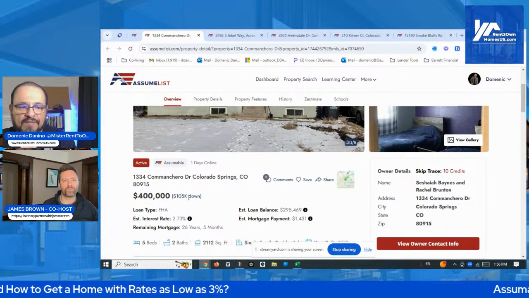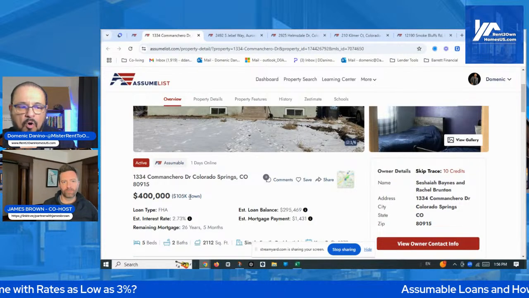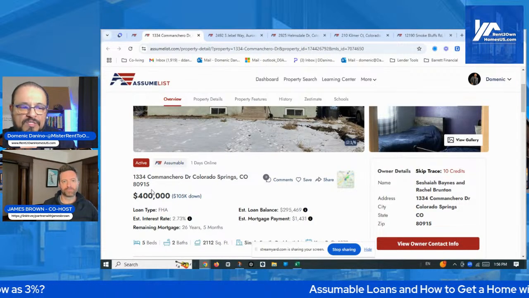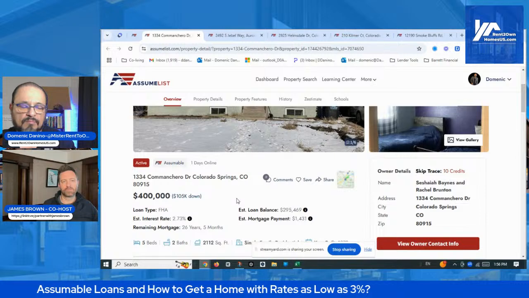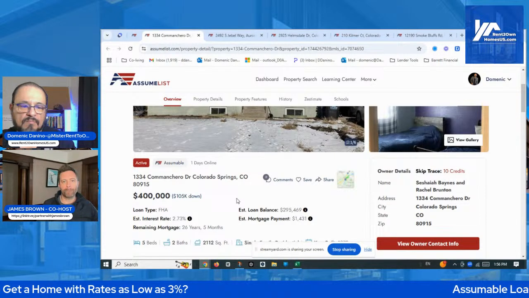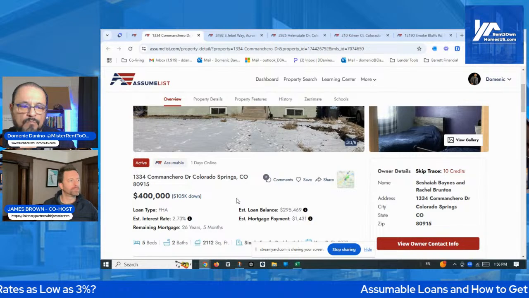So you either have to come up with the difference or come up with 10%, which would be 40, and the lender will lend the other 65. Does that make sense?